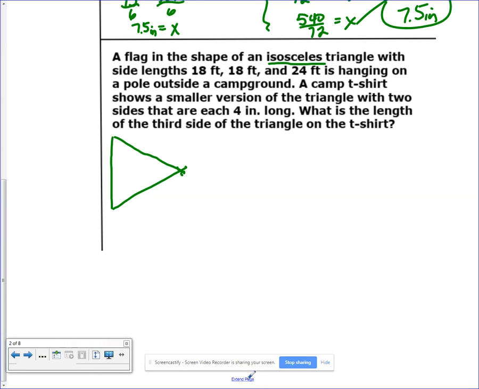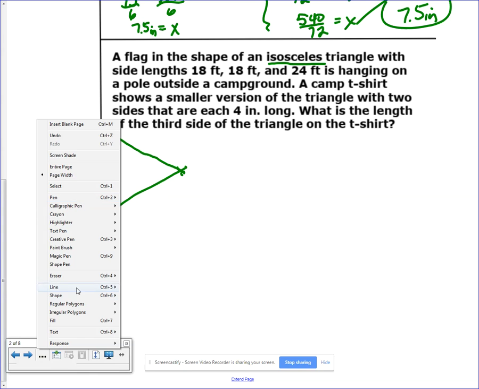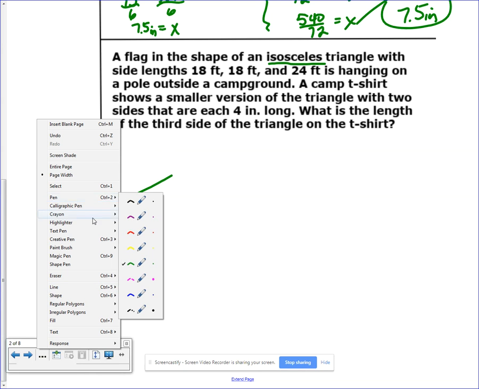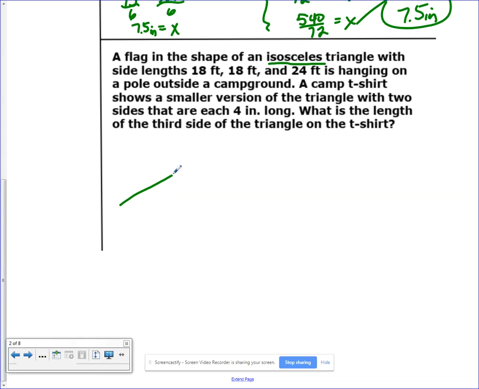Yikes. I better redo my drawing. I'm not the best at drawing. Darn. All right, let's try this again. Boom, boom, boom. Ugh. Sorry. This is just not good.